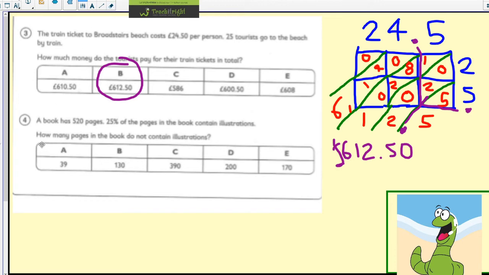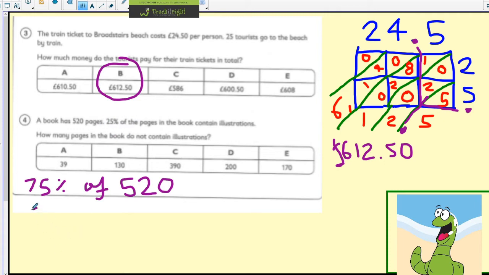Number 4, a book has 520 pages. 25% of the pages in the book contain illustrations, drawing. How many do not? Okay, well, there's a couple ways of doing that. So it's 75% do not. So I want to know 75% of 520. A couple ways of doing it. I could work out 25% and take that away from 100%. So I could work out what a quarter is and take away from all of it.